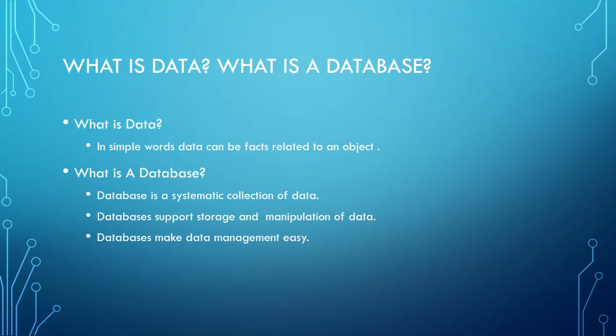Now, firstly, we need to assess what is data and what is a database. In simple words, data can be facts related to an object. In more practical terms, data can be anything that relates to someone or something. So my first name, Trevor, my last name, Williams, those are bits of data about me, who would be the object in this scenario. Or you have a phone. What is its color? It's black. Those are bits of data relating to the object, which is a phone. So data collectively describes an object.